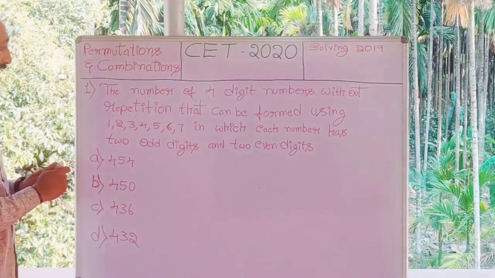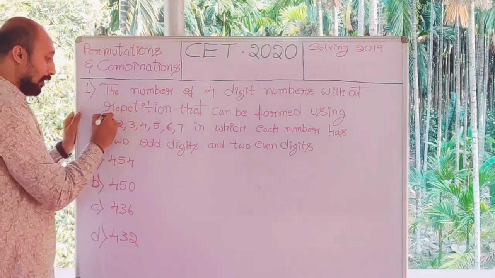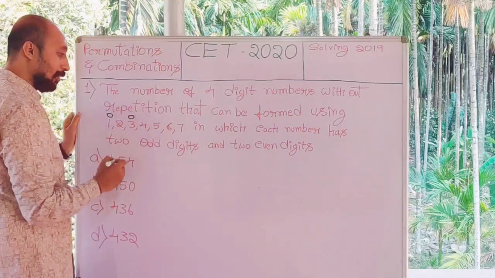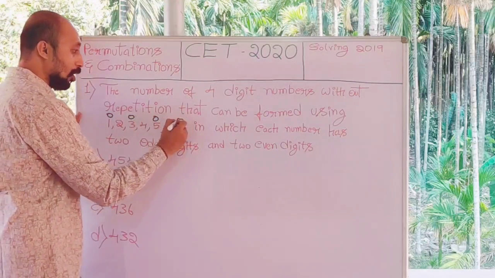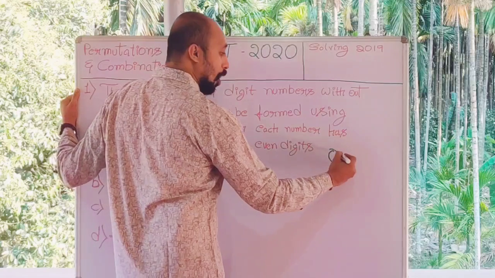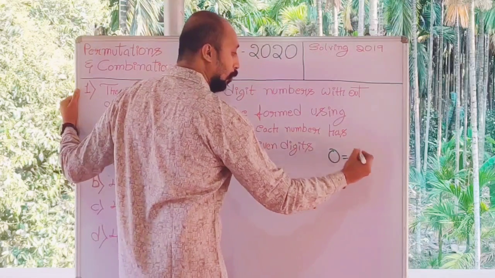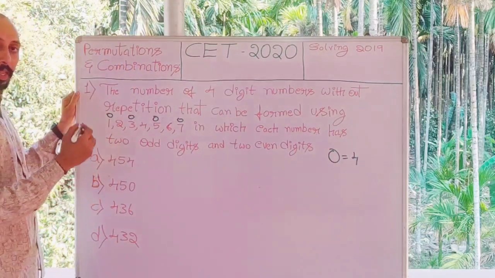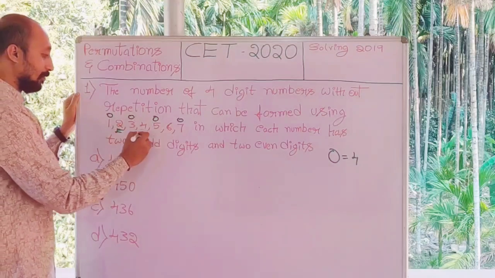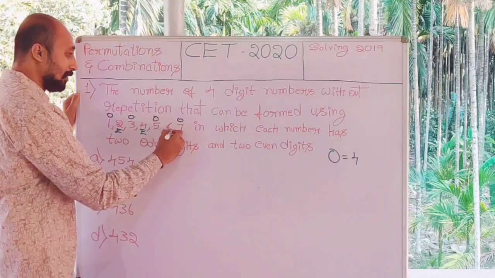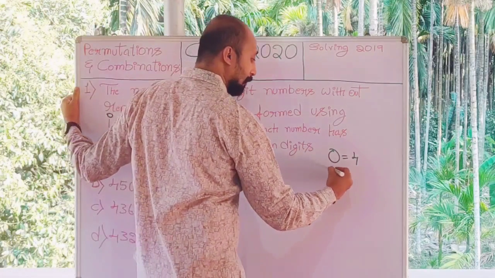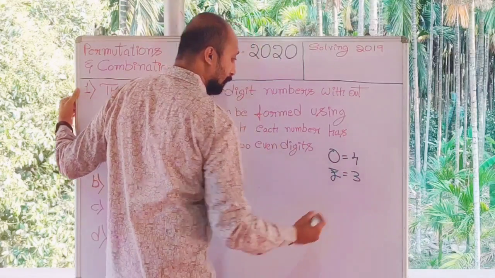You can see that this is an odd number, this is an odd number, this is an odd number, this is an odd number. How many odd numbers are there? There are 4 odd numbers. How many even numbers are there? This is even, and this is even. 3 even numbers are there.